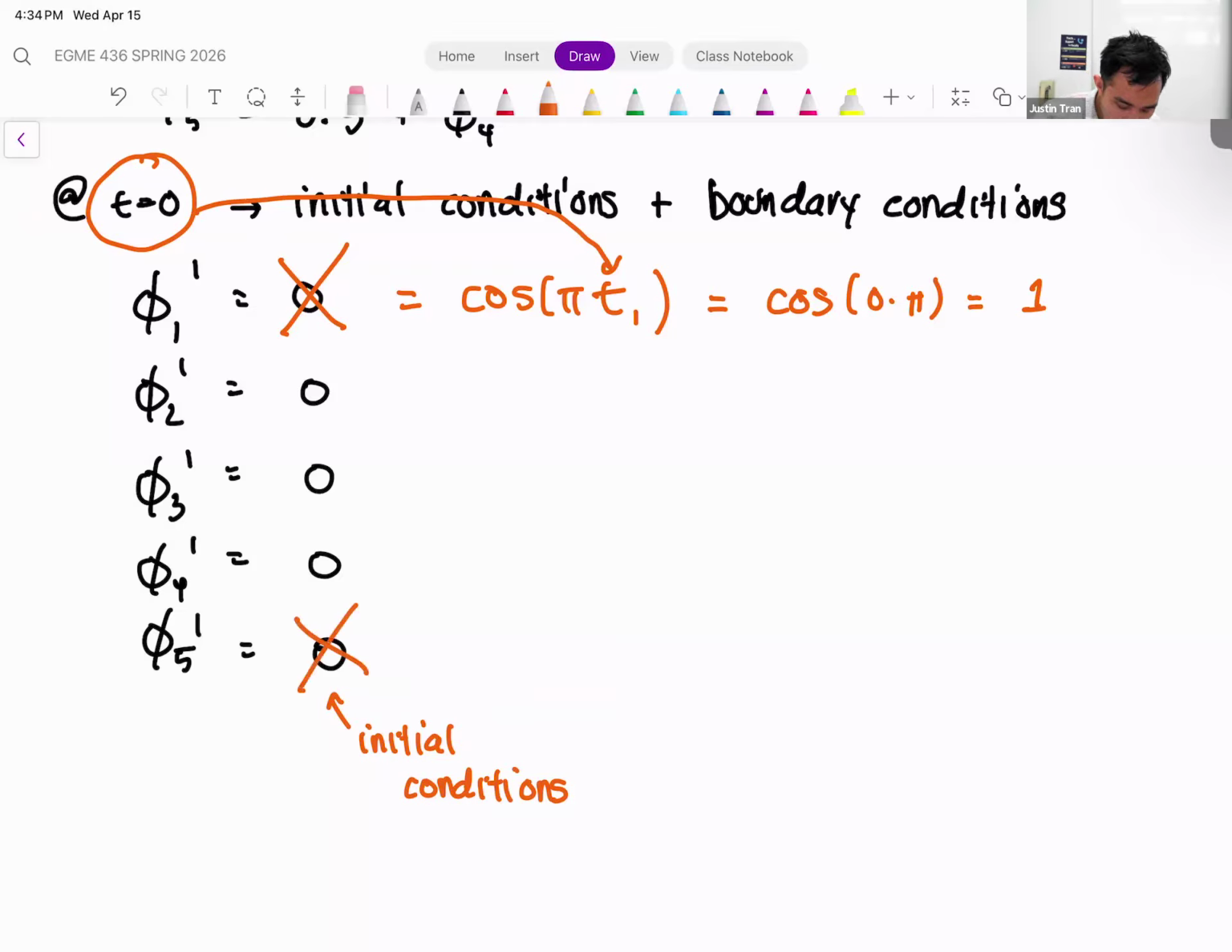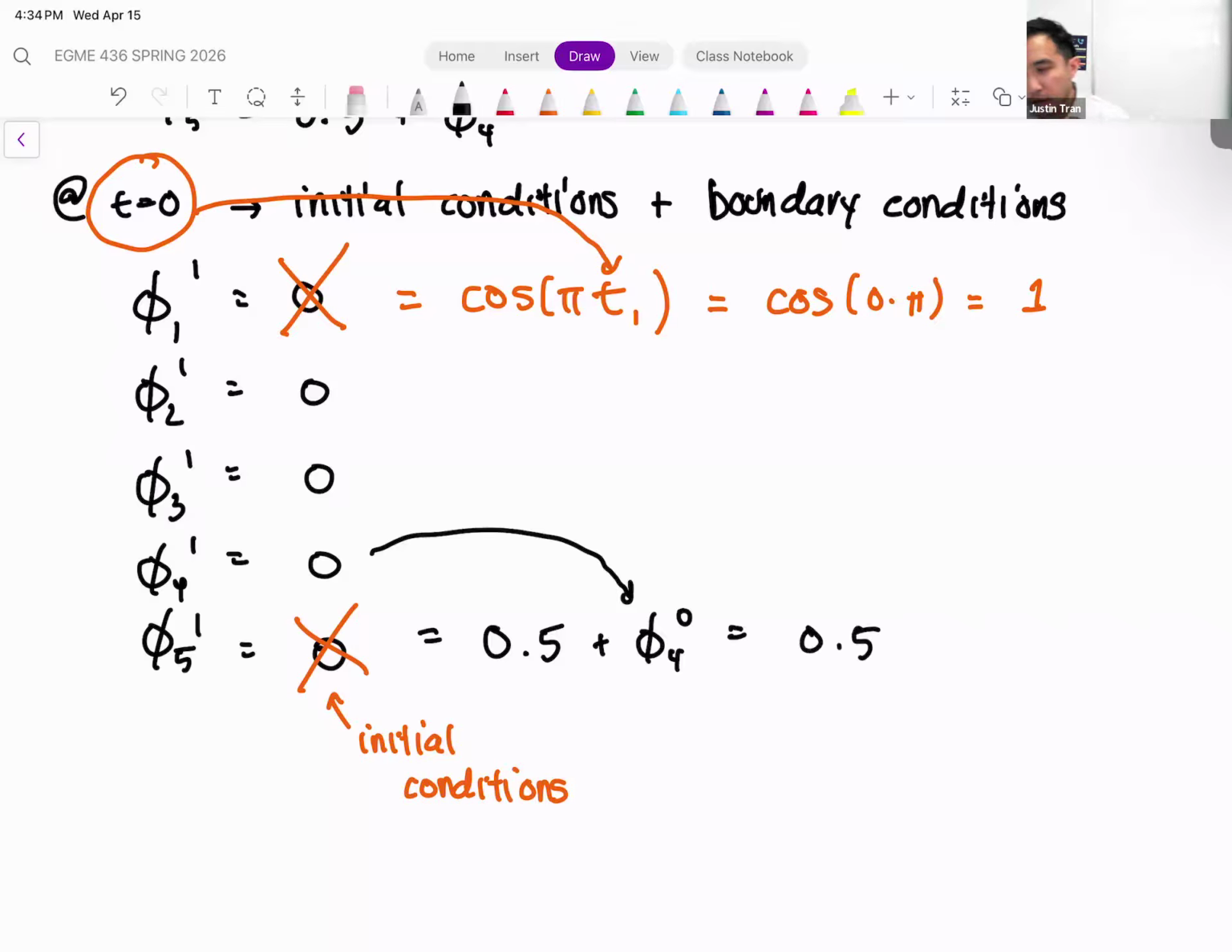And then for the last node, we have our Neumann boundary condition. This one doesn't change with time, it's simply equal to 0.5 plus phi 4 at 0. Where phi 4 at 0, we're just taking our initial condition, which is 0. So that means phi 5 at the first time step is going to be 0.5.